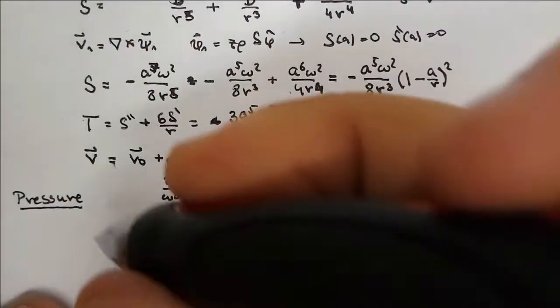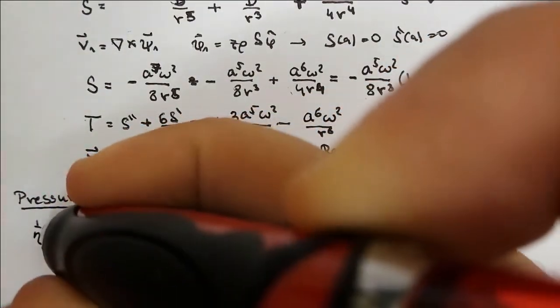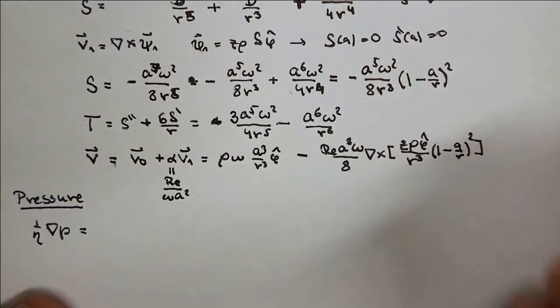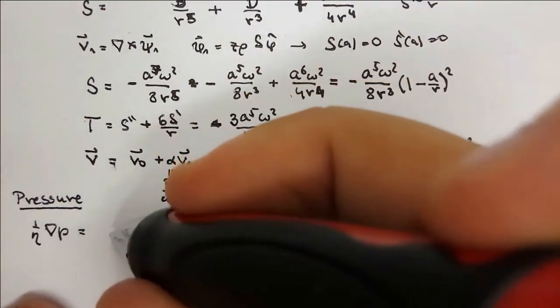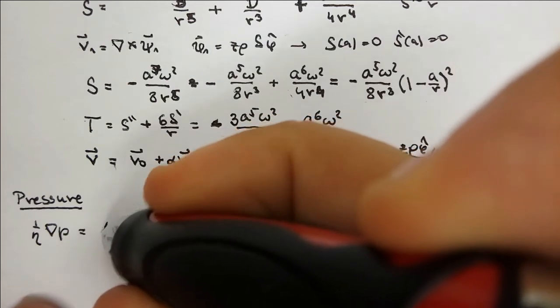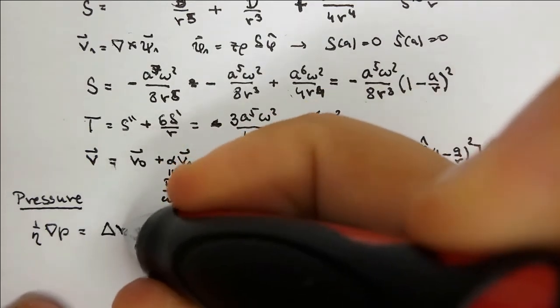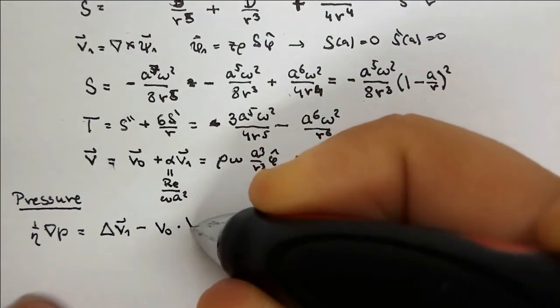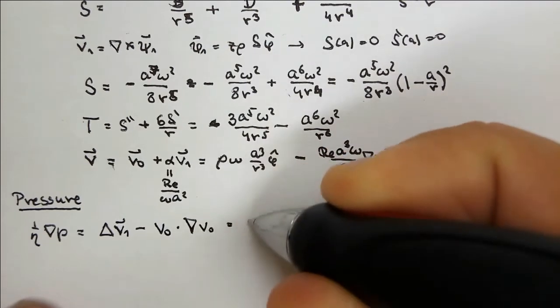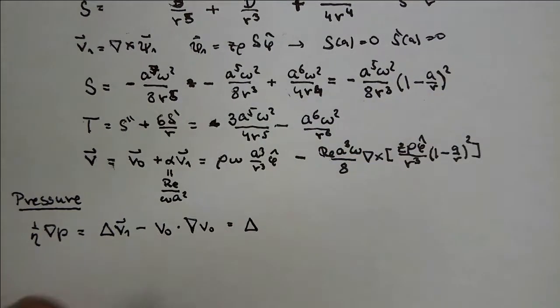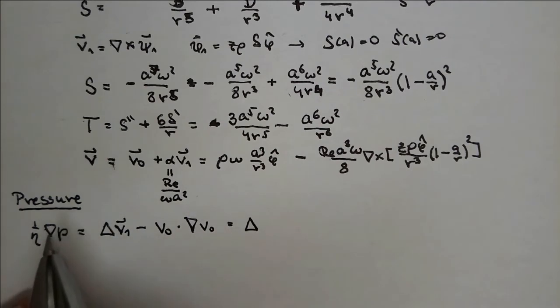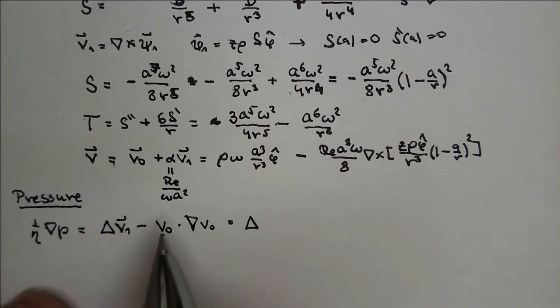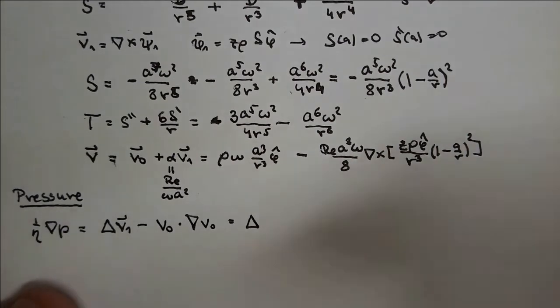So for the pressure, 1 over eta times the gradient of pressure is equal to the Laplacian of V1 minus V0 dot gradient of V0. And as you know, the curl of this is 0. Otherwise, there would be no pressure, because the curl of this must be 0. We have solved it for V1, so this is true.